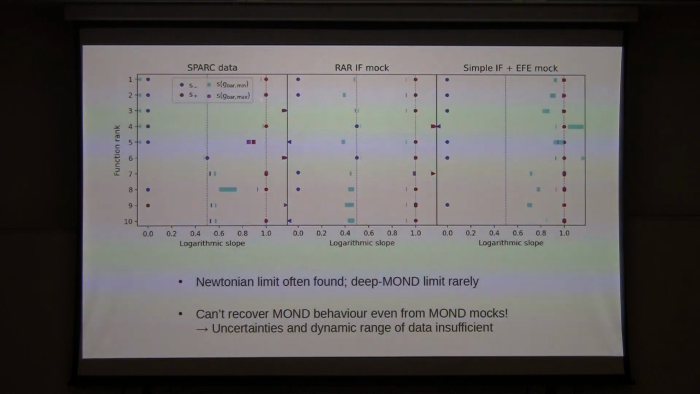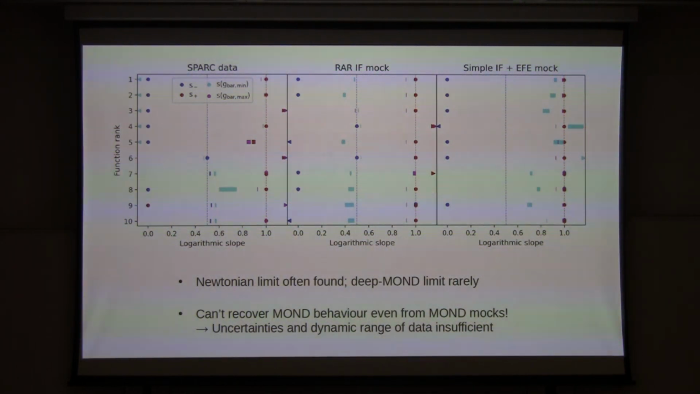So what you can see, again, is that most of the best functions have a Newtonian limit, so a limiting logarithmic slope at high acceleration of 1, but they don't really have a deep MOND limit. They instead prefer the acceleration of gobs to go to a constant. And that's true, again, even on the mock data. So the RAR-IF data explicitly has a deep MOND slope of 0.5, but you tend to recover 0 instead. And what that means is that the quality and quantity of the data isn't really sufficient to be able to pick out that the data is generated by MOND, even if it is.